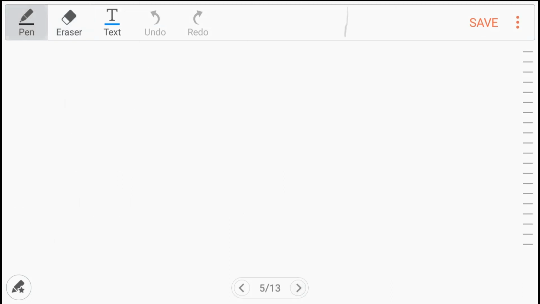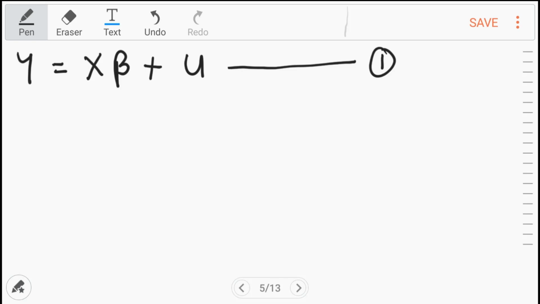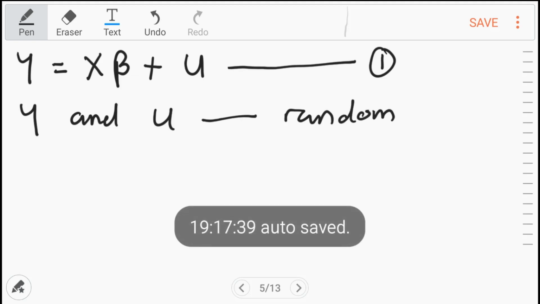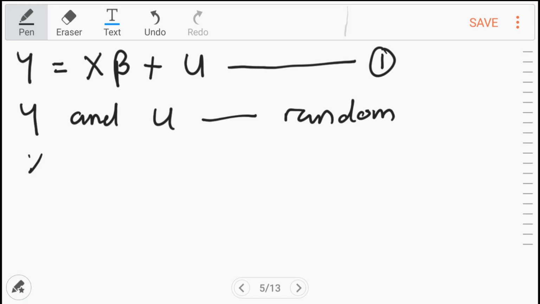So in the previous lecture, we said that in a multiple linear regression model, y, which is our dependent variable, is equal to x beta plus the error term. Let's denote this as equation 1. And we also made mention that your y and your error term are random variables, but your x and your beta are not random. Kindly take note of this.